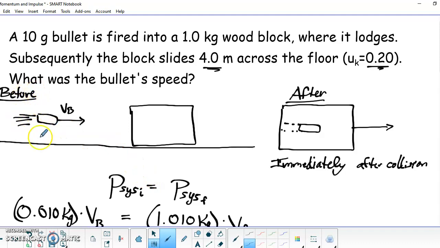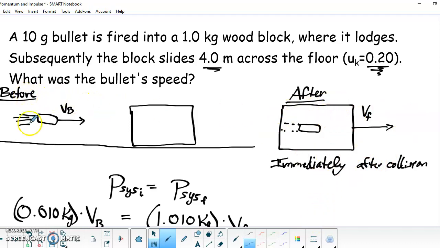And you want to break this problem down into two individual sections. Section 1 is the before and after the collision, and this after would be immediately after the collision while the block and bullet still have a velocity. Let's call that velocity final, the final velocity after the collision. The block-bullet system would then slide across the table, losing energy to the surroundings in the form of heat due to the friction, and that would be our second section of our travel, the block losing energy to the surroundings.